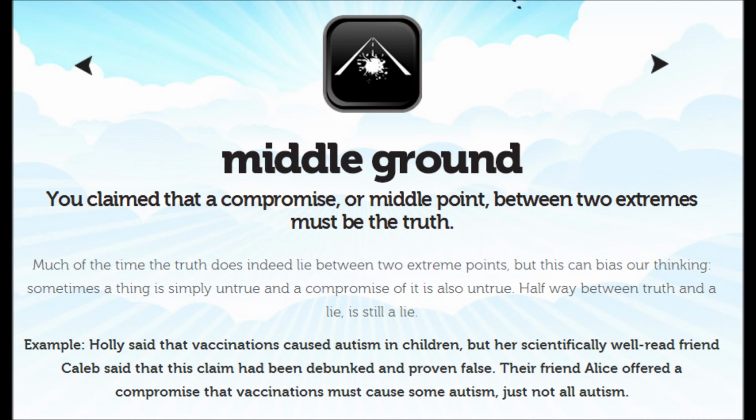Example: Holly said that vaccinations caused autism in children, but her scientifically well-read friend Caleb said that this claim had been debunked and proven false. Their friend Alice offered a compromise that vaccinations must cause some autism, just not all autism.